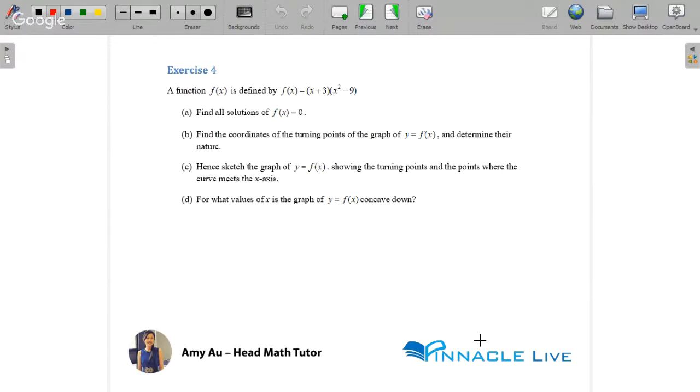All right, so this is the next one we want to sketch. This is actually based on an exam question. What we're going to do is just follow the different subparts and then see how we go. Okay, so the first one, we are going to find where f(x) is 0, which is basically all the x-intercept points. Let's have a look.